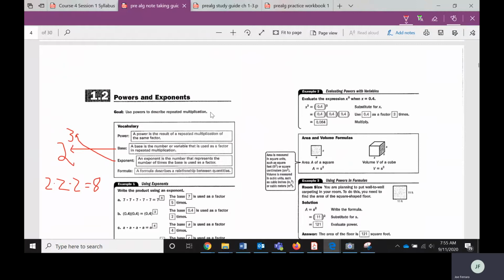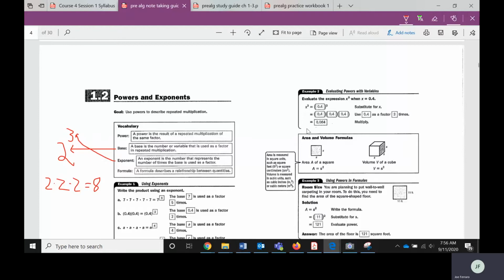We can combine what we learned in lesson 1.1 and now use exponents. In 1.1, we did some where we plugged a number in for the variable. Same thing here. We have the expression x to the 3rd, and they want to know what that is when x equals 0.4. So you substitute in 0.4 for x, so it's 0.4 to the 3rd. That means 0.4 times 0.4 times 0.4. You type that in, and it gives you 0.064.